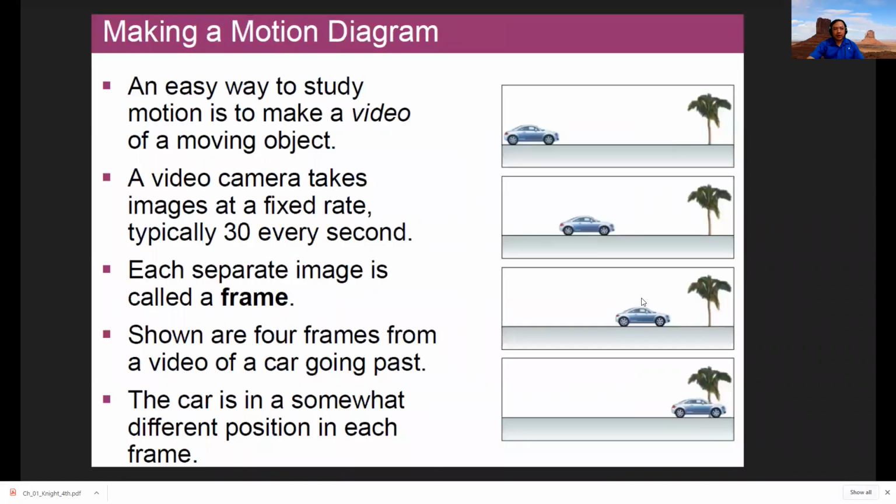So how is the motion diagram made? It's just like there's a video camera taking images at a fixed rate, like 30 every second. You have the picture of a car with a tree, and the next picture, taken at the next interval, the car is already in a different position. Each separate image is called a frame. Shown are four frames from a video of a car going past, and the car is in a somewhat different position in each frame.